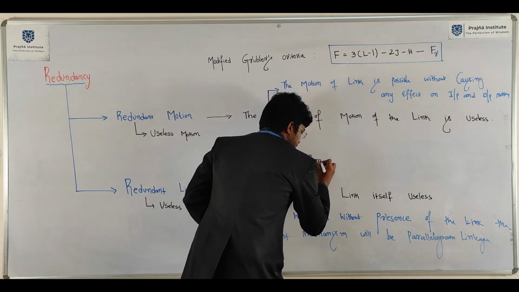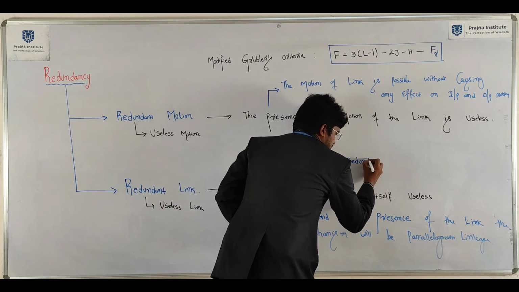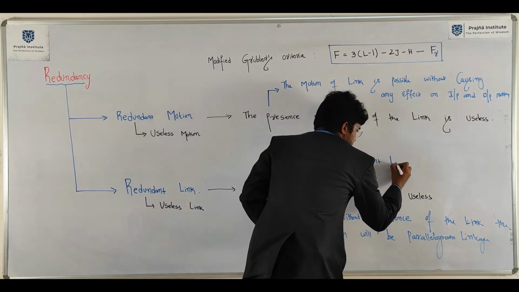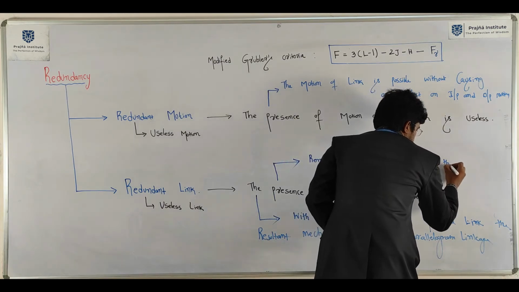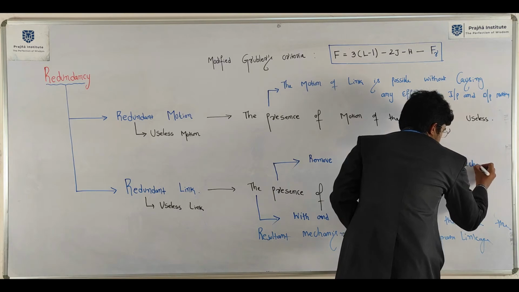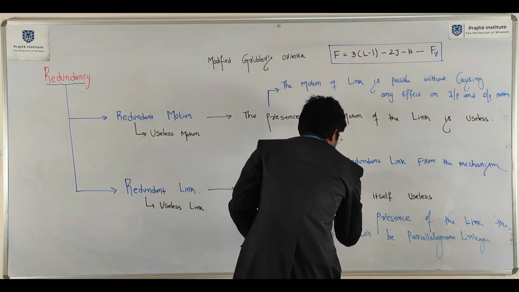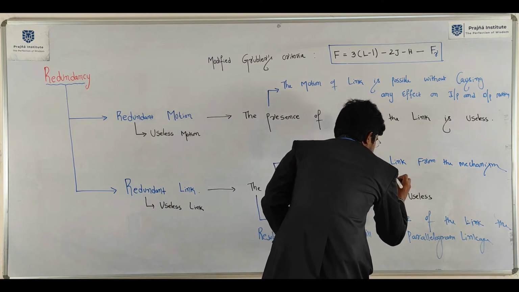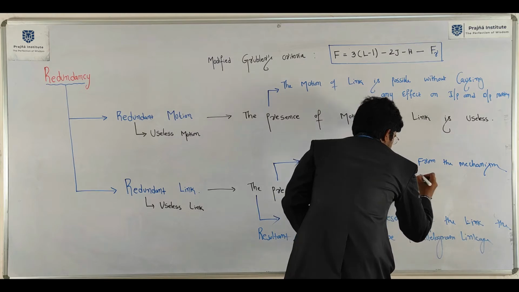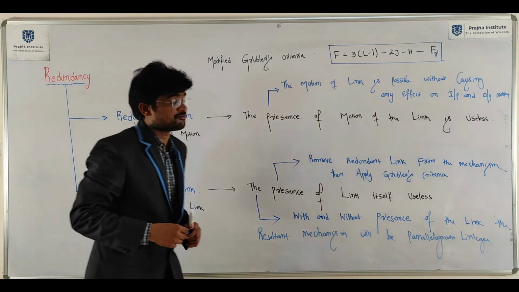Remove redundant link from the mechanism, then apply Grubler's criteria to determine degree of freedom.